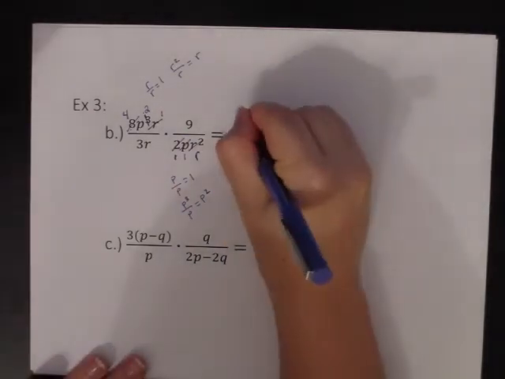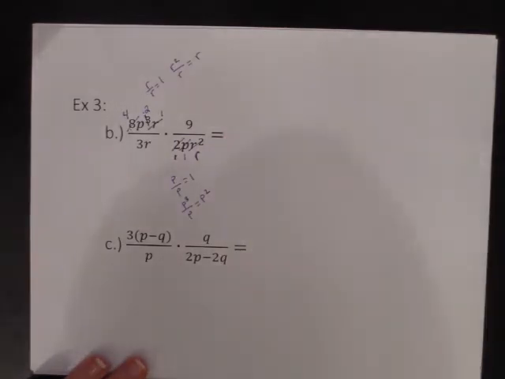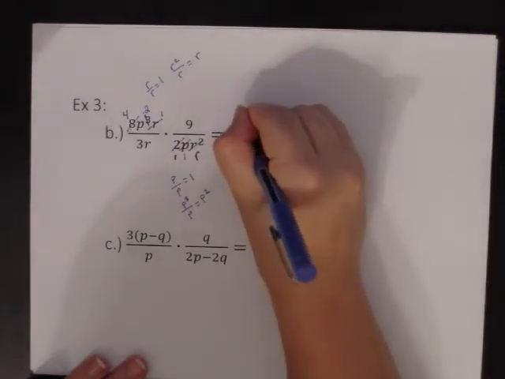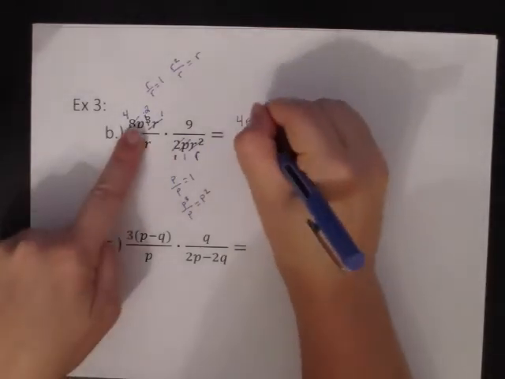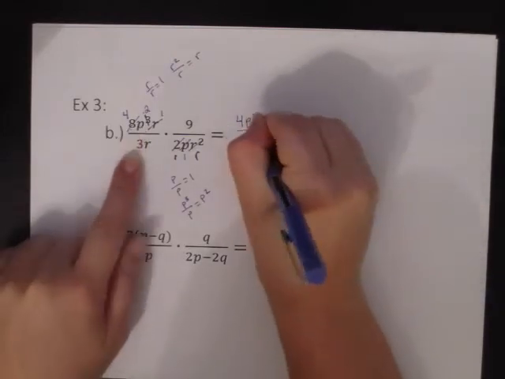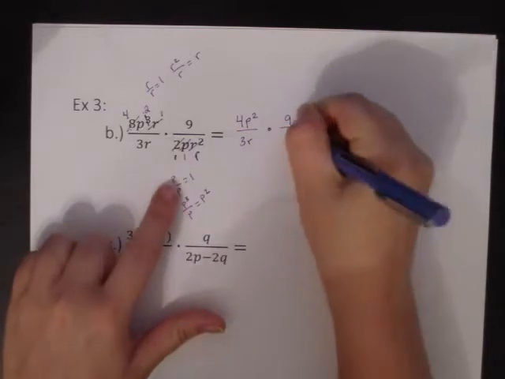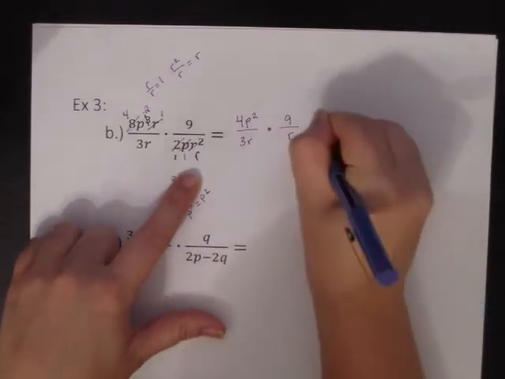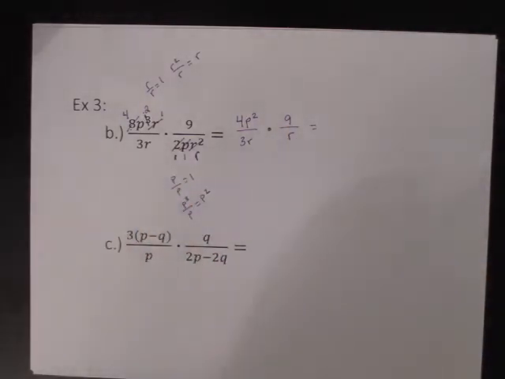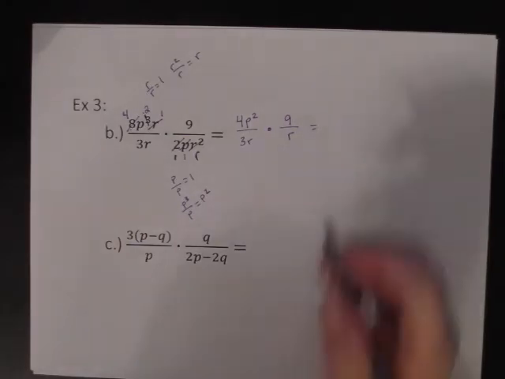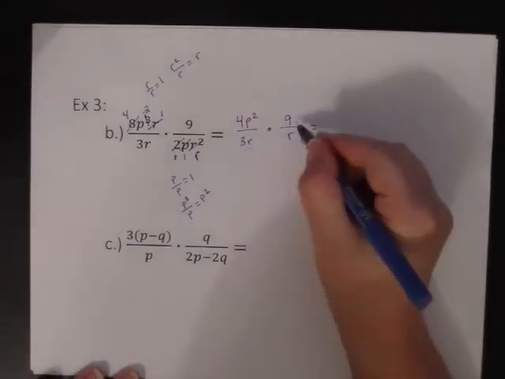So what I'm going to do is rewrite this to make it more clear. So I'm going to go 4p to the second over 3r times 9 over r. See how it's a lot cleaner to be able to work with. And that's going to be super important. Okay, so now what we're going to work is we're going to work from bottom to top.